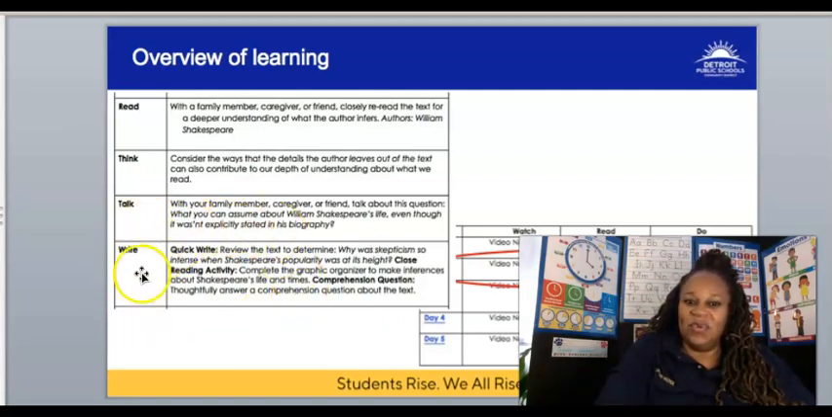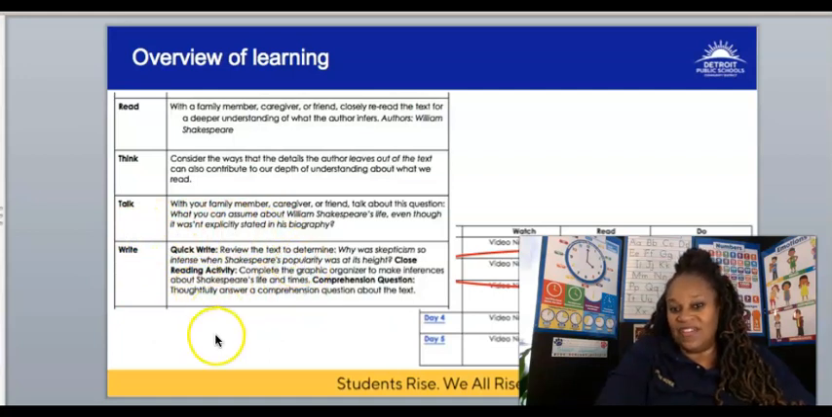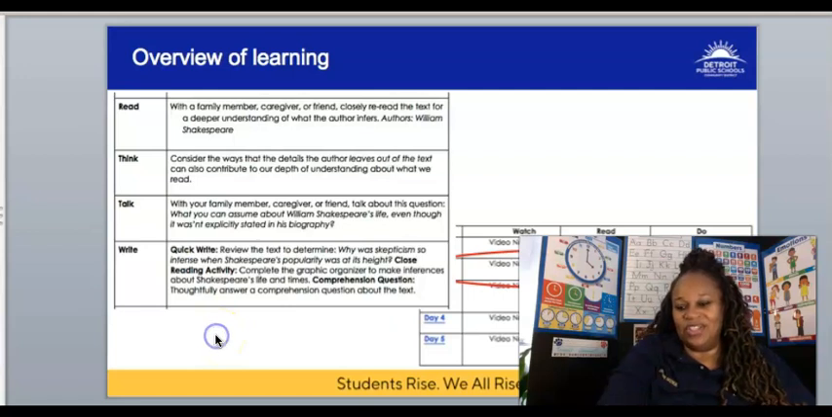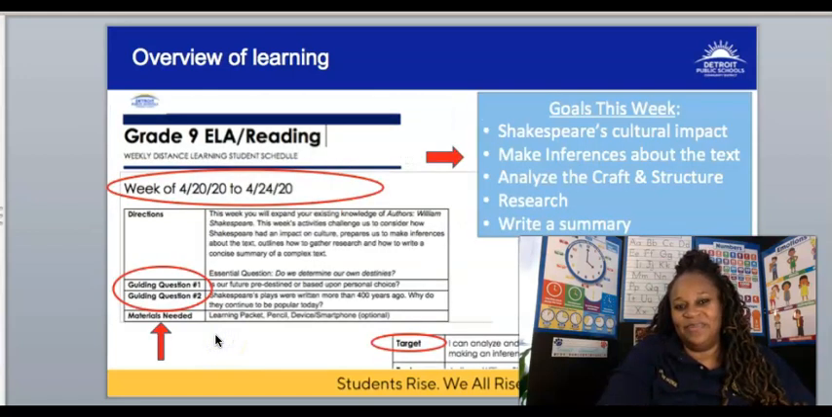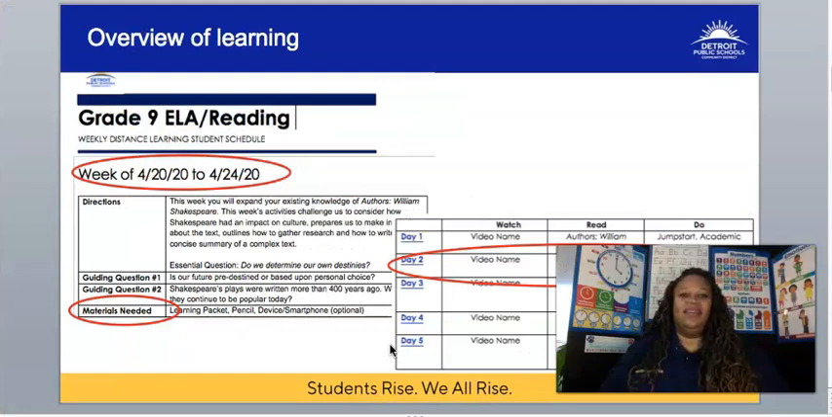Then lastly, we will get into a quick write activity, a close reading activity, and a comprehension question. For this week, April 20th through 24th, as a reminder, you always need your learning packet, something to write with, and an electronic device is optional. For day 2, we're going to focus on a quick write activity and a comprehension question.